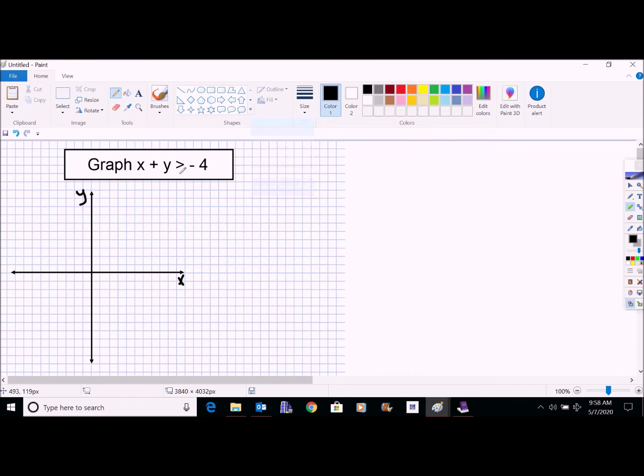Okay? So what you need to do first is you need to pretend that this says x plus y equals 4, or x plus y equals negative 4.